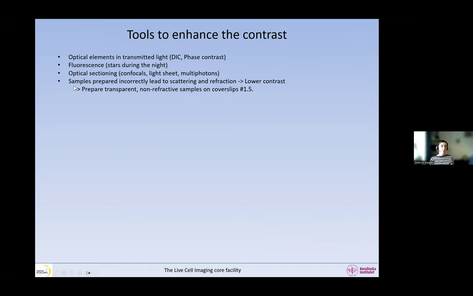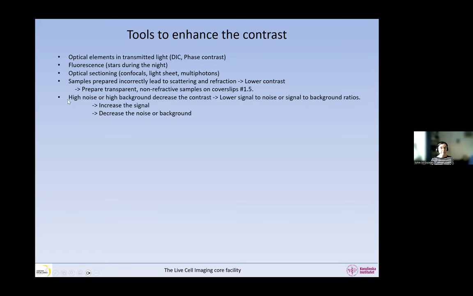And then of course, we need to prepare samples that do not scatter and do not refract, because scattering and refraction lead to a lower contrast because the light is all over the place basically. So make sure you prepare transparent non-refractive samples on the correct cover slips. But there's more. This is what we're going to talk about this afternoon.